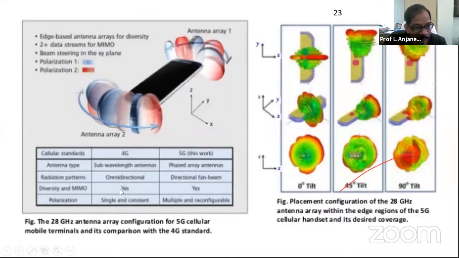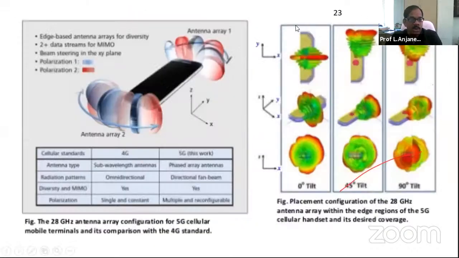And also diversity and MIMO. In 4G it is used, and in 5G we also use this. Polarization is generally single and constant, but here we use multiple and reconfigurable polarization. So the kind of array is also a reconfigurable antenna that we use. These are some of the antenna radiation patterns that you see, at 0 degree, then 45-degree tilt angle, and then 90-degree tilt, showing how the radiation pattern can be steered. These are some of the examples.